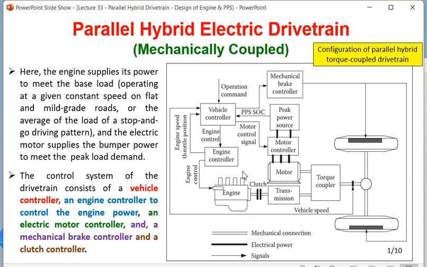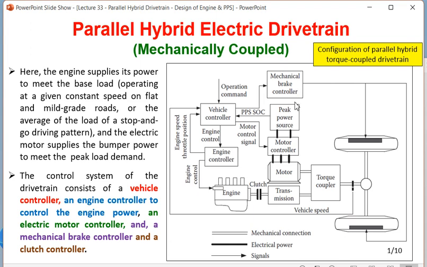Now there are mainly four controllers, as shown below. The main controller of the vehicle is the vehicle controller. Then there is the engine controller, which controls the throttling action of the engine. Then there is the motor controller, which controls how much power from the battery will be given to the motor for conversion from electrical to mechanical. Then there is a brake controller, because the control of the power source and the control of the brake both have to be handled by the main vehicle controller. So the vehicle controller is the main controller, and the engine controller, motor controller and mechanical brake controller are the sub-controllers. The vehicle controller is at the top, and in the hierarchy the engine controller, motor controller and brake controller come second.